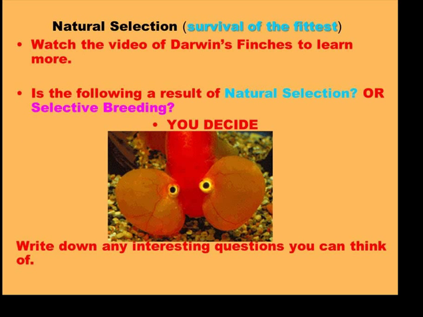Now, for a little bit more information, there's a short video of Darwin's finches. You can see if you can notice the different beaks and what they're used for. And I got a question for you. Look at the picture down below. Is it a result of natural selection or selective breeding? Well, you decide. Tell me why you think which one it is. Oh, and by the way, if you have any interesting questions you can think of, go ahead and write them down.